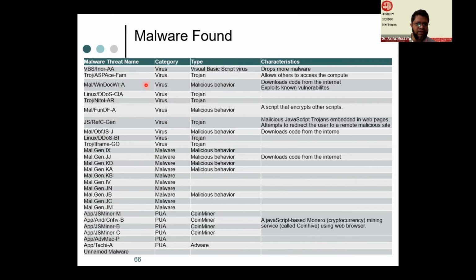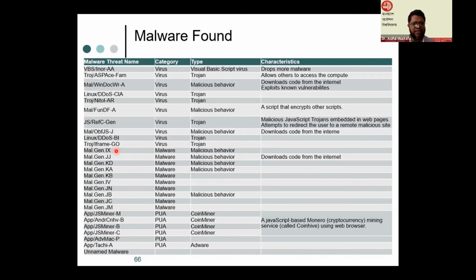So the top ones are the virus category. We see different names. And then in the malware categories, the name is given as mal.gen, then there is a suffix to identify which generation it is. So all these have some kind of malicious behavior, and those are detected in the system.